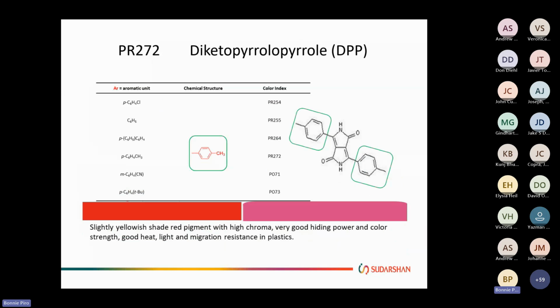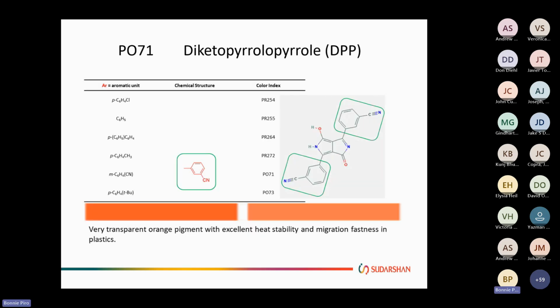Pigment Red 272. Again, a different chemical substitution on that particular backbone, resulting in another yellow shade red pigment with extreme high chroma and high hiding power. Pigment Orange 71. Now we're shifting over into the orange color space. Its substitution you can see here on the slide. Same backbone structure, just with a different chemical substitution on the end, resulting in a very transparent orange pigment with the same high performance properties.